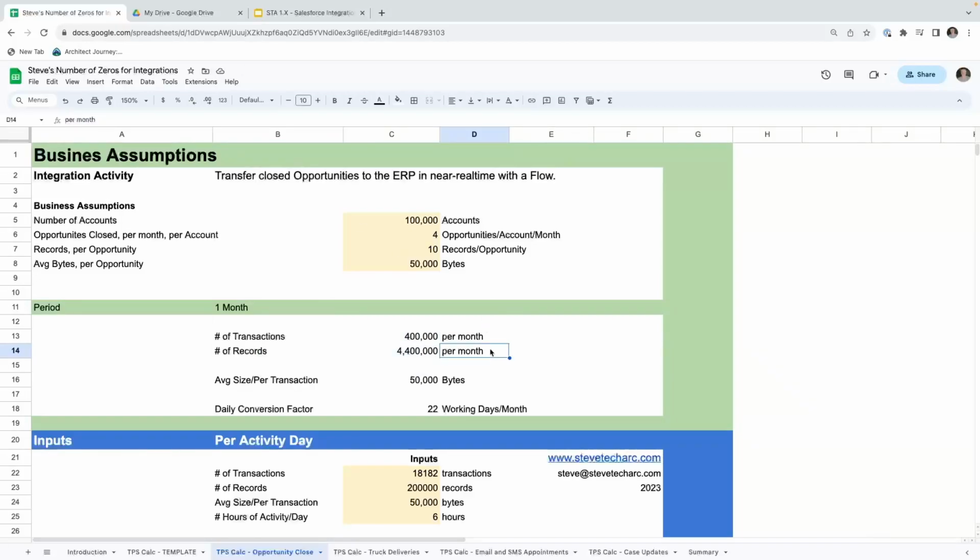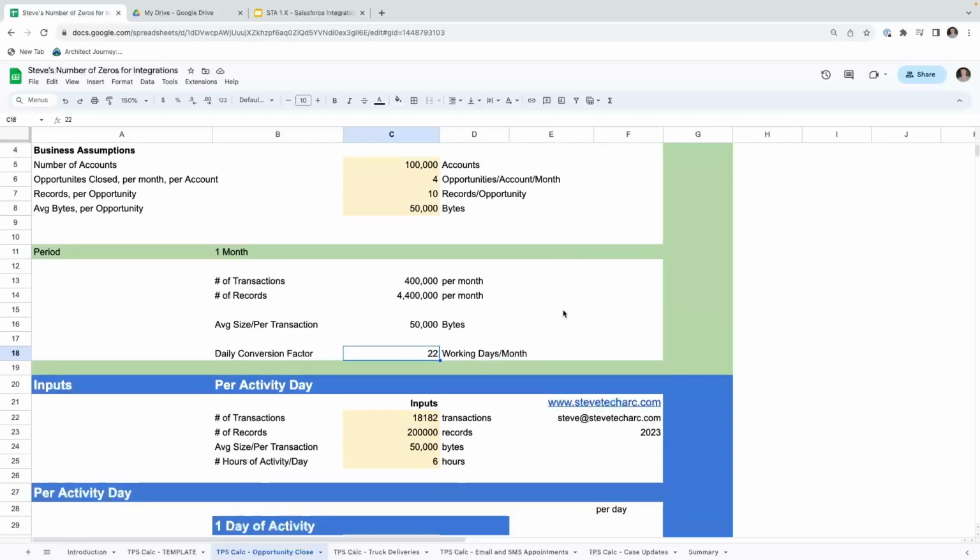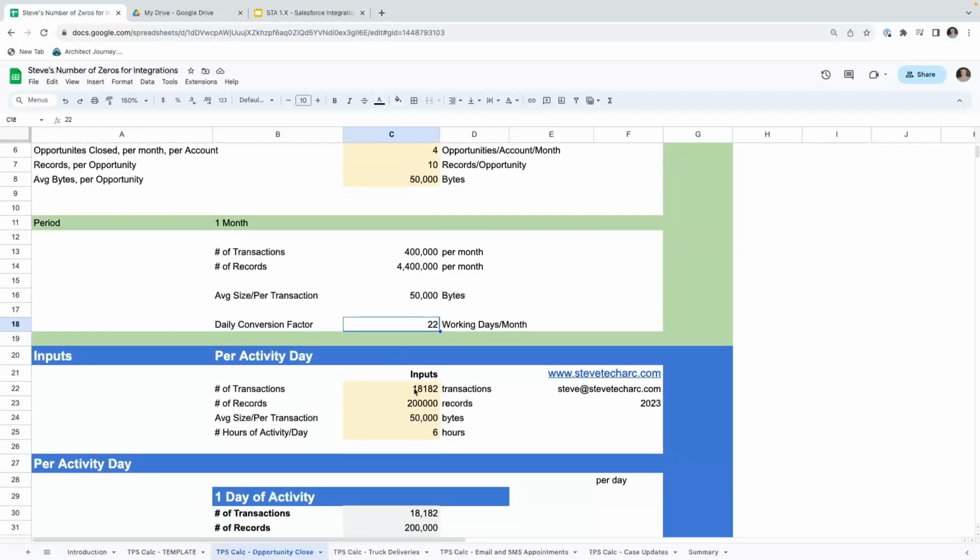We have 4,400,000 records with an average byte size. And what we're going to be doing is converting this month into a day, and there are approximately 22 working days in the month. We're going to assume that these records only come across in the working days, and then we're going to feed in our inputs.